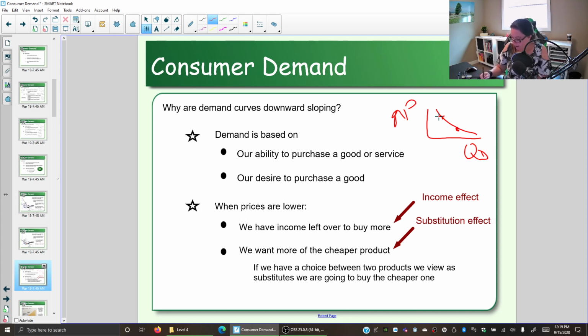So if the price goes down, then the amount that we're willing and able to buy goes up. If the price goes up, we're going to switch to a cheaper alternative. So in this case, the price of the sandwich went up to $1,000. So the quantity of sandwiches we were willing and able to buy went down. We were able to buy it, but we were less willing because we're going to switch to an alternative. So it is both the income effect and the substitution effect that create that downward sloping demand curve.